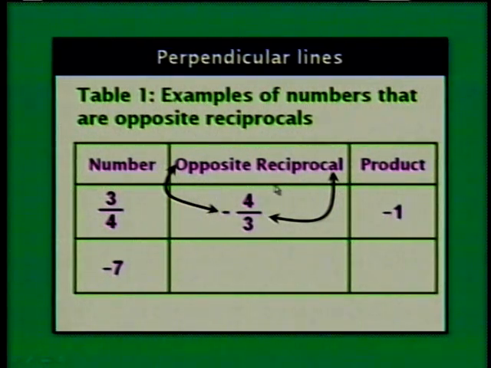To find the opposite reciprocal, first I can think about the opposite. -7 is a negative number. The opposite of a negative number is a positive number. So I know the opposite reciprocal will be positive. I also have to take the reciprocal of 7. The reciprocal of 7 is 1/7. So the opposite reciprocal of -7 is 1/7. Once again, if I multiply these two numbers together, negative times a positive is going to be negative, and I'm going to have 7/7, which is 1. So the product is -1.